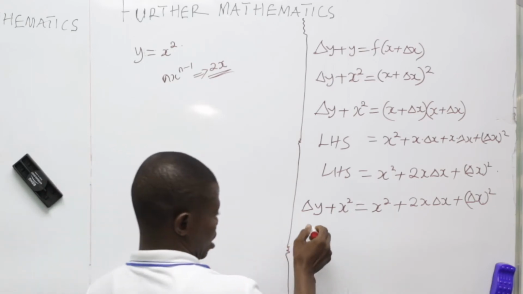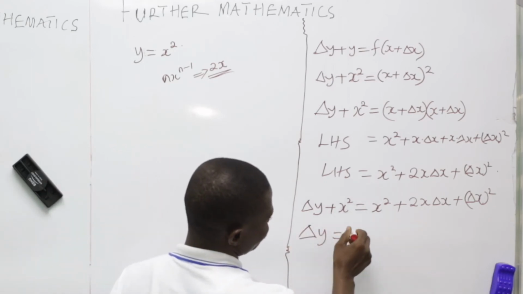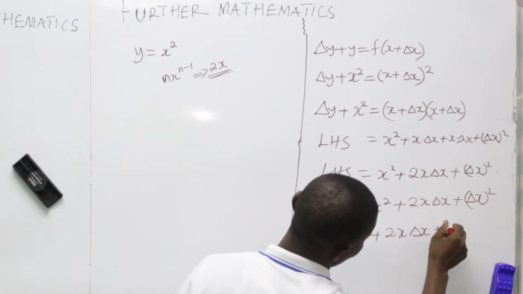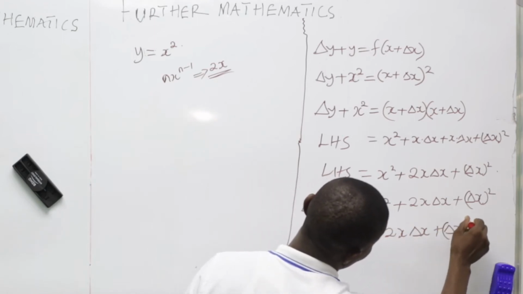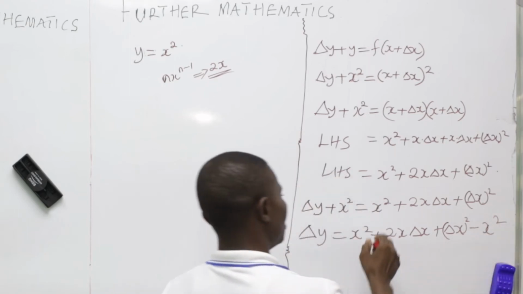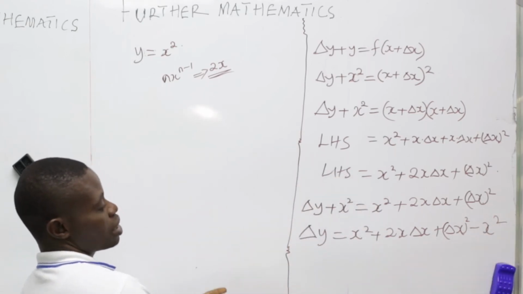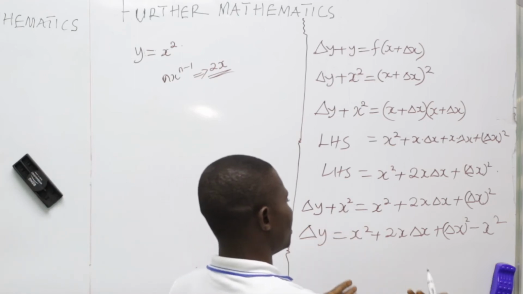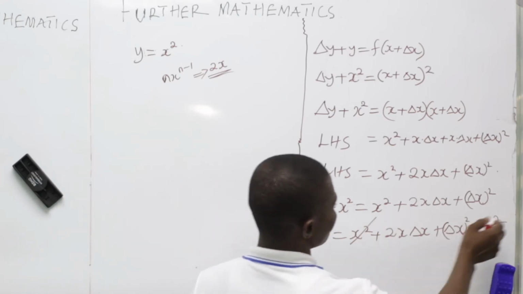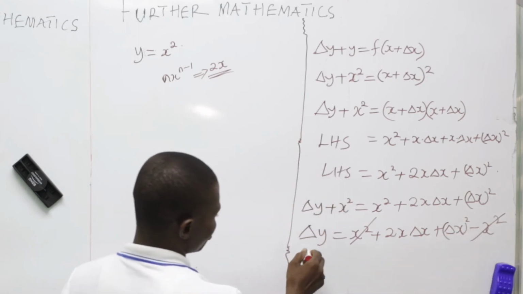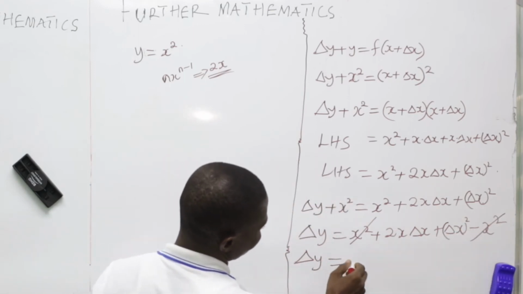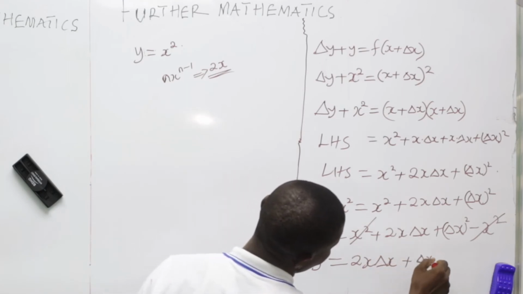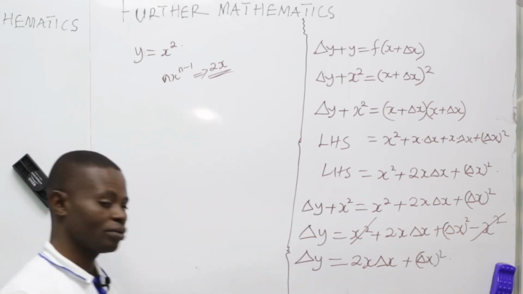Collecting like terms here, change in y equals s squared plus 2s change in s plus change in s all squared minus s squared. You can see s squared is equal to the other s squared, but the sign is in the opposite direction, meaning s squared cancels s squared, which is going to leave us with what? Change in y equals 2s change in s plus change in s all squared.